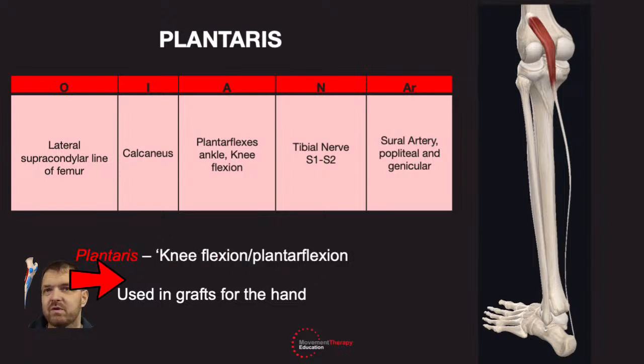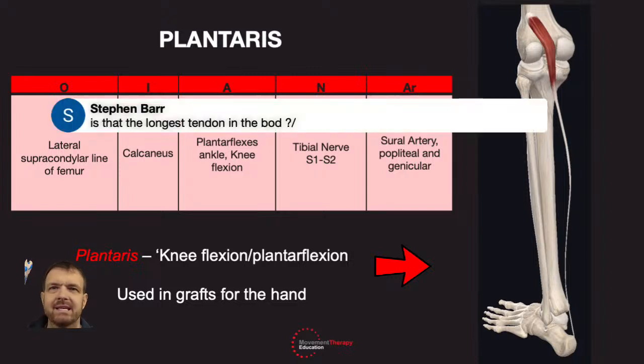But what it is useful for is grafts. So if you have a hand injury, then often they'll harvest the tendon of plantaris, because again you can get away without it, and they'll use it for tendon grafts in the hand. So yeah, I'm not sure of the percentage of people that have or don't have it. Longest tendon in the body, yeah, I think it is. From memory again. I'd have to check. But from memory, I think it is.